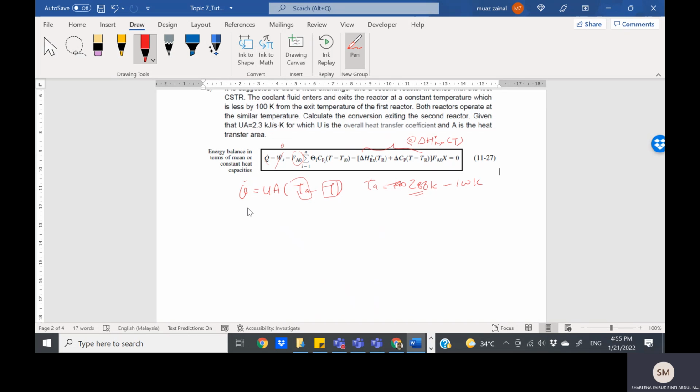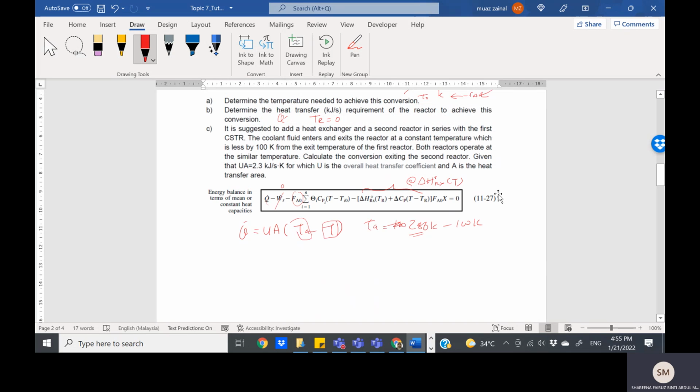So from here you have to calculate what is Q. But because it says it uses two Q lines, the same heat exchanger, you can make it as 2Q. So here 2Q, and still use this energy balance equation in order for you to get the value. Try that to get the value of the conversion exiting the second reactor. Use this again in order to get what is X.